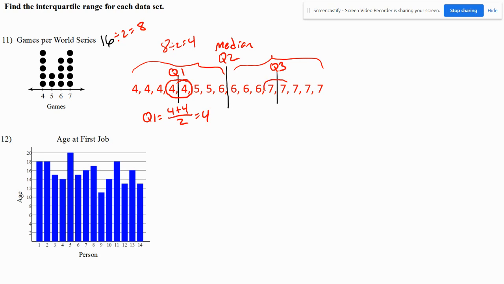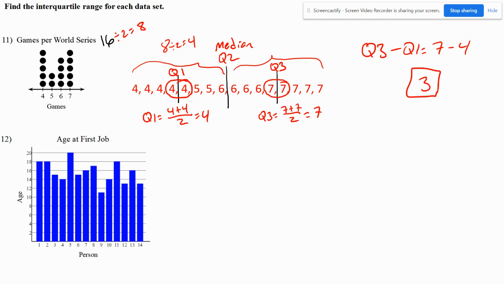Now for quarter 3, I'm going to do the same thing. I'm going to add my 2 numbers, and my result, I'm going to divide it by 2. 7 plus 7 is 14. 14 divided by 2 is 7. So now I'm ready to answer the interquartile range. Interquartile range is quarter 3 minus quarter 1. So I'm asking how much is 7 minus 4? And our result should be 3.